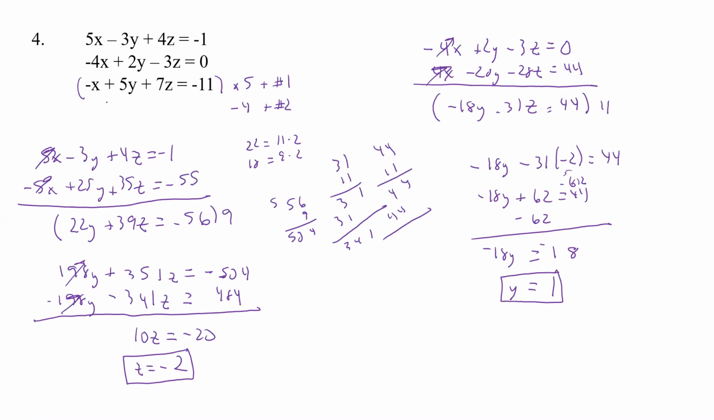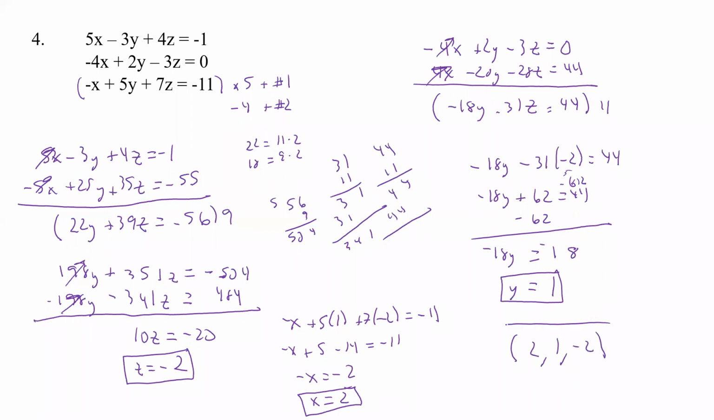Now we can plug both of those back into this one, and that will give us the least amount of work to do here. So minus x plus 5 times 1 plus 7 times negative 2 equals negative 11. So minus x plus 5 minus 14 equals negative 11. If I add 14 over here, that'll be a 3. And if I subtract 5, that's going to be a minus 2. So minus x equals minus 2, and so x equals 2. So my triple is 2, 1, minus 2.